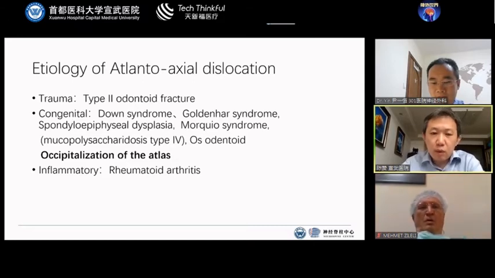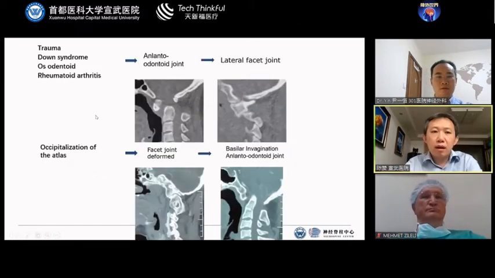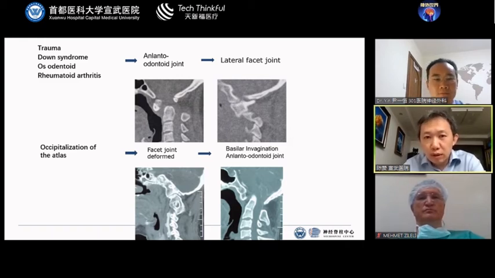Among all of these reasons, we find a very unique reason for C1C2 dislocation, that is occipitalization of the atlas. You can see that all of the other reasons, like trauma, os odontoideum, or rheumatoid arthritis, destroy the central part between C1 and C2. They dislocate the atlanto-odontoid joint. There is a dislocation in the central part, and accordingly, the lateral facet joint will dislocate together.